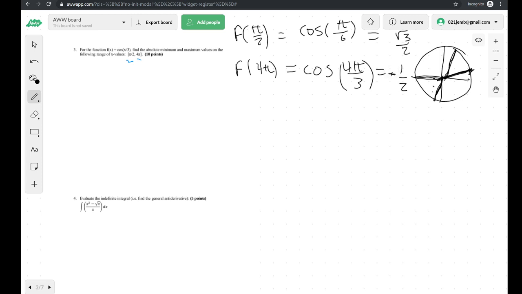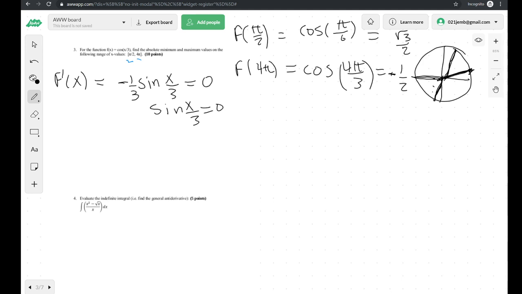And let's see. We also want to know what the critical points of this function are. So we're going to take a derivative, so let's take f prime of x. F prime of x will be the derivative of cosine of x over 3. So we use the chain rule and we get negative 1/3 of sine of x over 3. We set this equal to 0 to find the critical points, and we get sine of x over 3 is equal to 0.